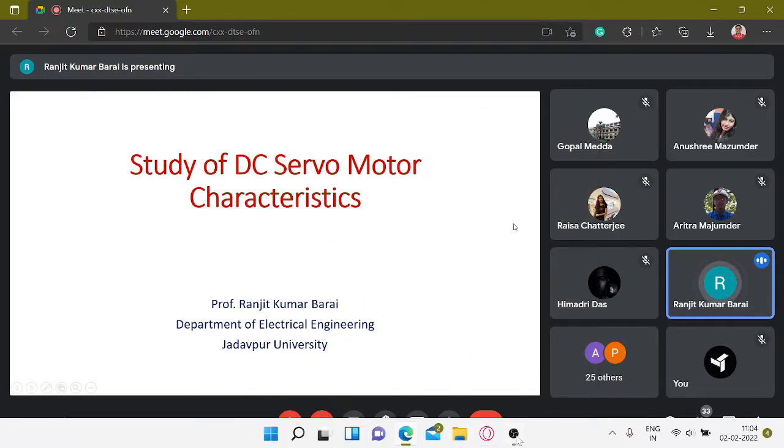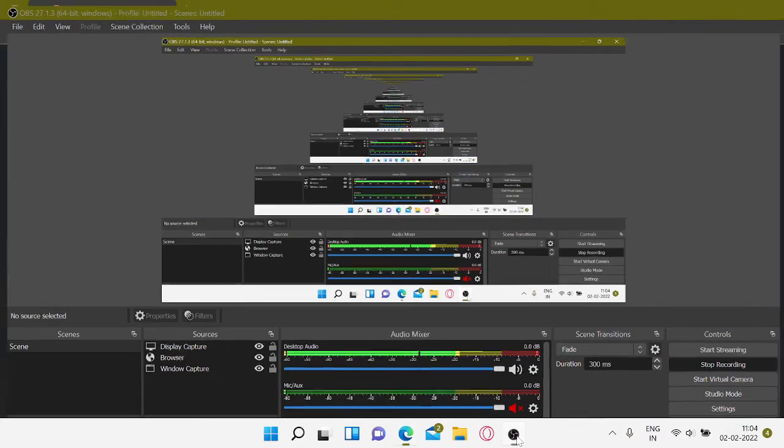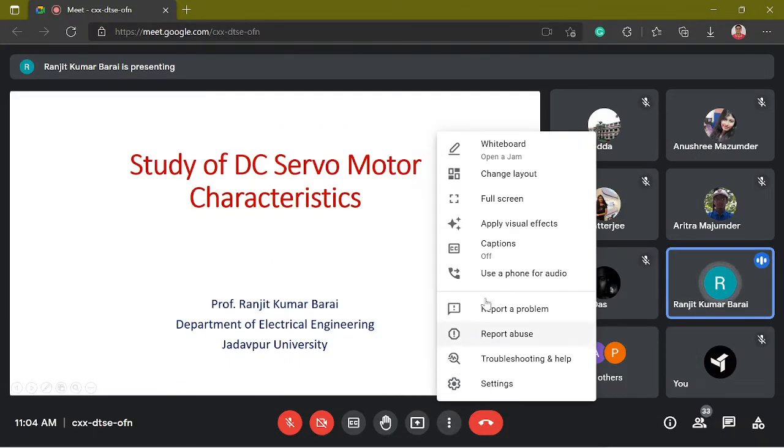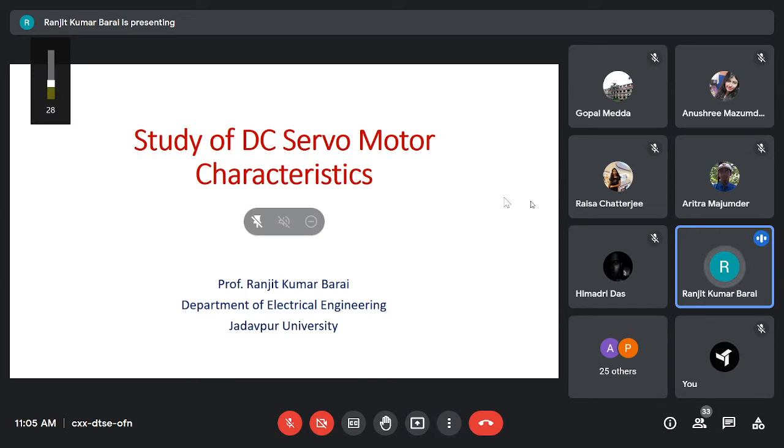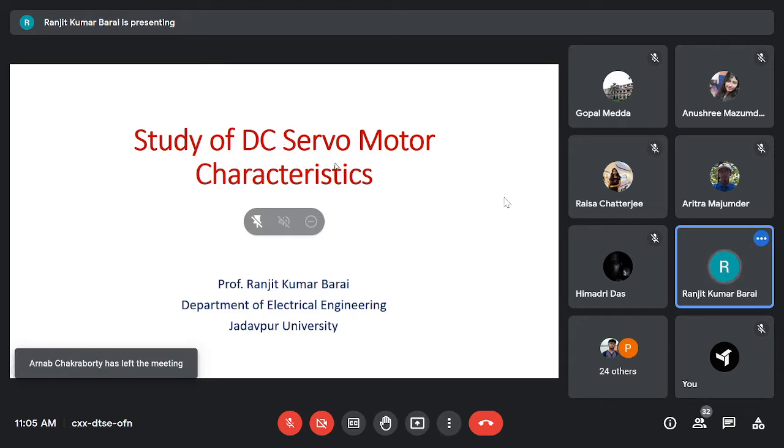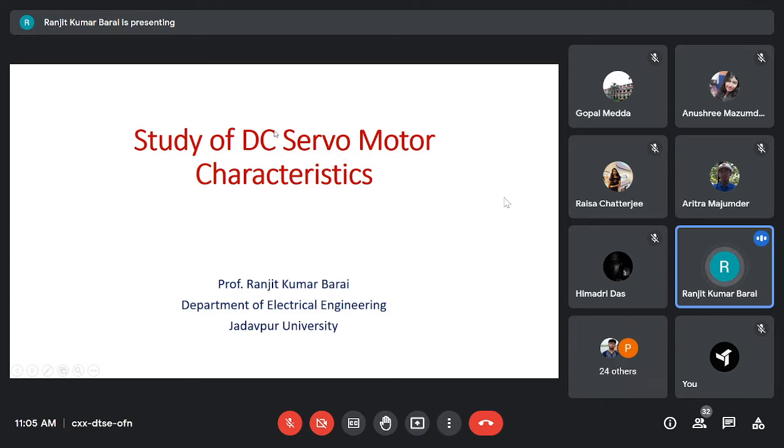So the name of the experiment is study of DC servo motor characteristics. There are a few important keywords in this title. We are going to study the characteristics. Characteristics of what type? Characteristics which are important for control system design. And it's a DC motor, and there is a keyword servo. So this is a DC servo motor.